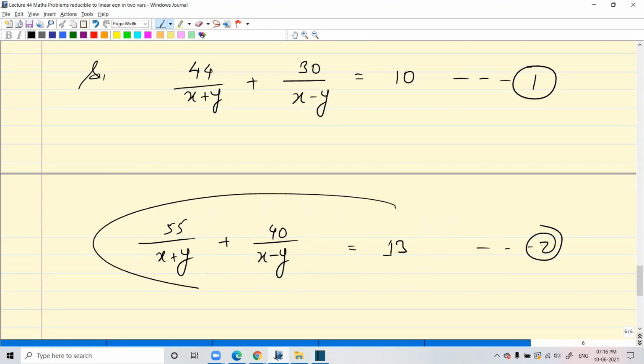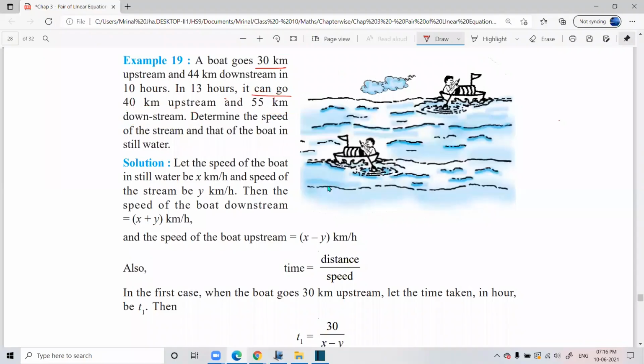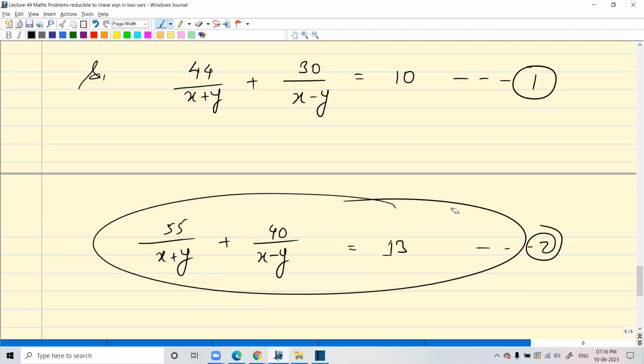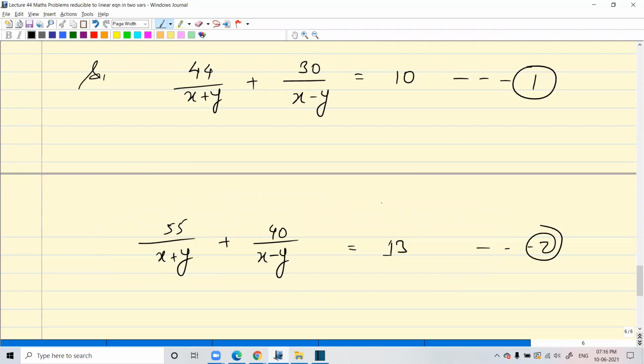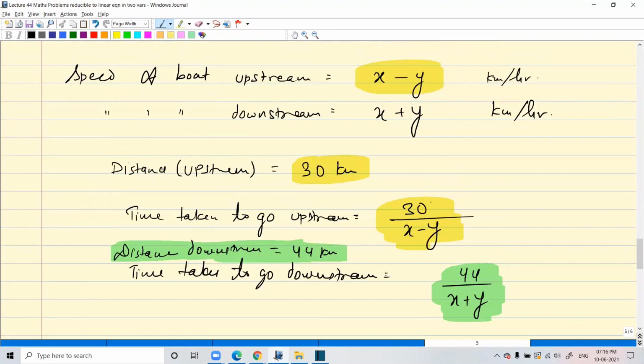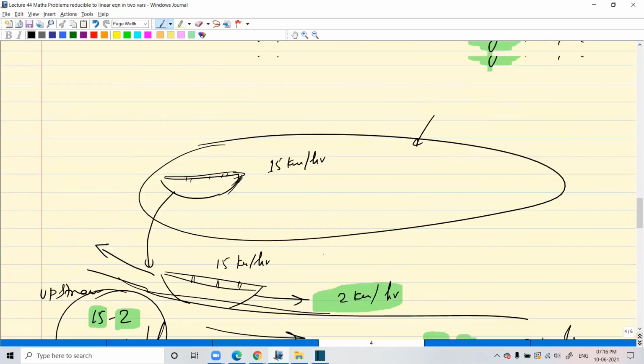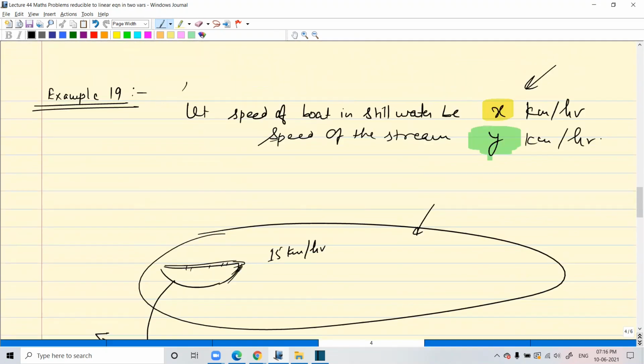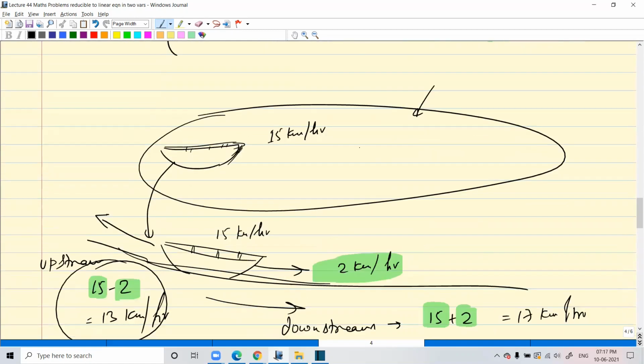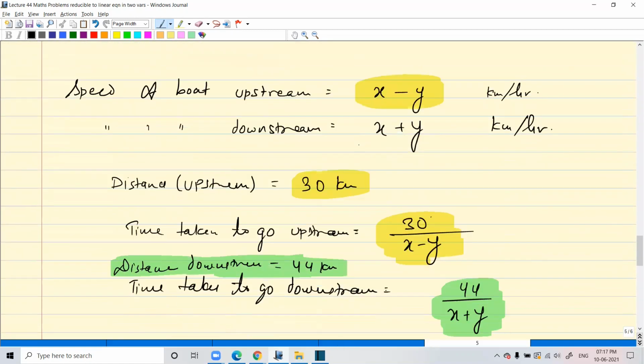So will everyone be able to directly write this just by looking at this word problem over here? From now on, you don't need to write so many stories. All you have to mention is what your x and y are. Of course, that you have to explain, right? x is the speed of boat in still water, and y is the speed of stream. And then we can directly write these equations without writing any stories.